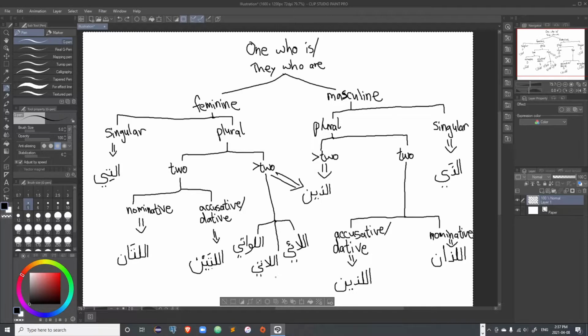However, from my experience reading Arabic, this is the most common, and this is also common. Allawati and allati. Though you do see this as well, but from my experience, I have not encountered this as often as these two. Allai, allati, and allawati.